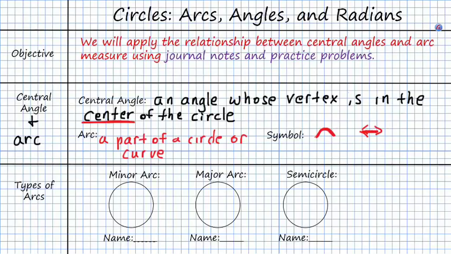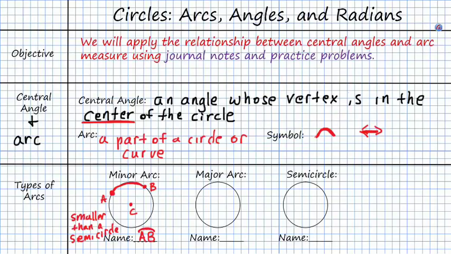Alright, so let's talk about the different types of arcs. So we have a minor arc, and a minor arc is going to be an arc which is smaller than a semicircle. So if we have these points A and B, then we'll call C the center. A to B is going to be a minor arc, and this is smaller than a semicircle. And the name for a minor arc is going to be A to B with our new symbol over it.